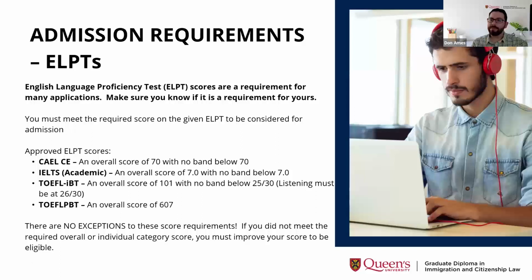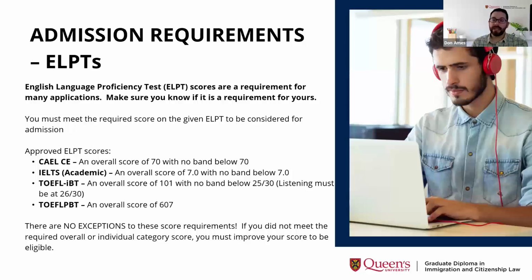For TOEFL IBT, slightly different. We accept an overall score of 101 with no band below 25 out of 30, except for listening, which needs to be at 26 out of 30. And then for TOEFL PBT, we accept an overall score of 607. There are no exceptions to our scores that we accept.